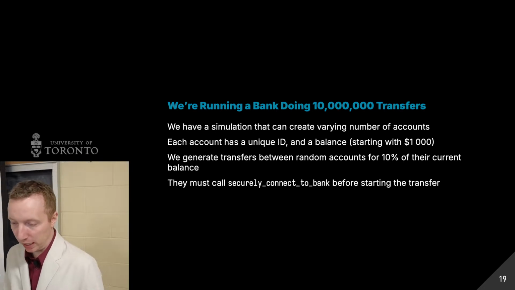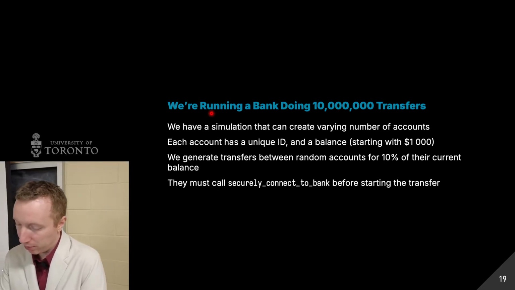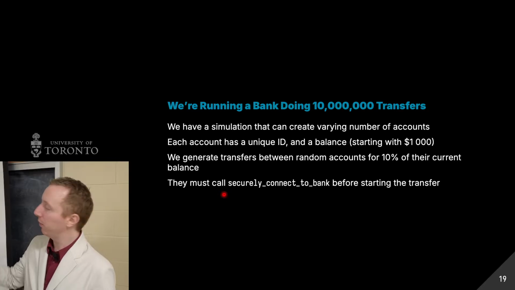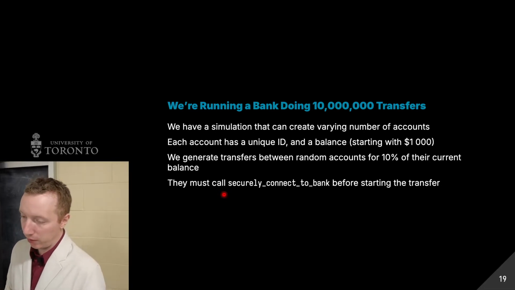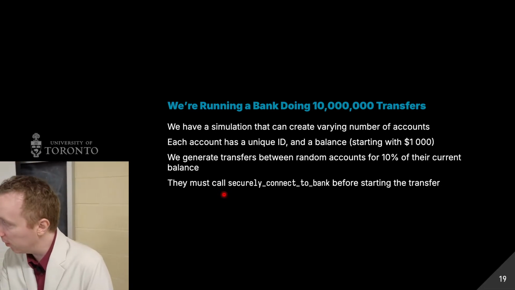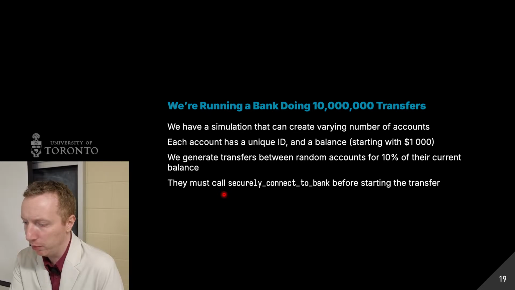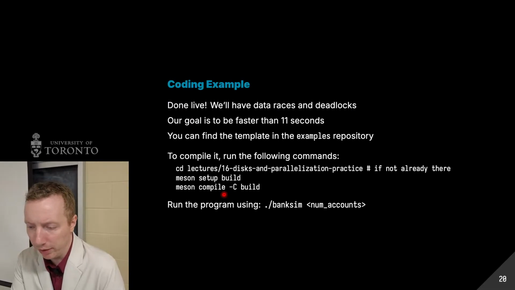Nothing bad should happen, right? We're going to assume in our code that we have to call the securely connect to bank function before doing the transfer. We'll assume that it is very slow, and that's something we want to do in parallel. So we are going to use threads to make things a lot faster.